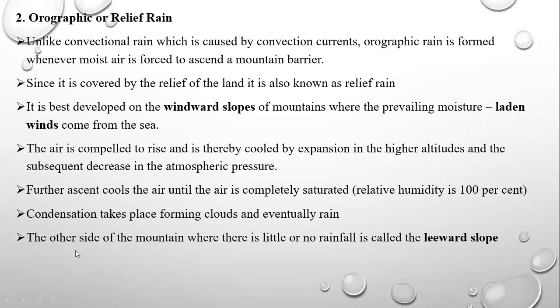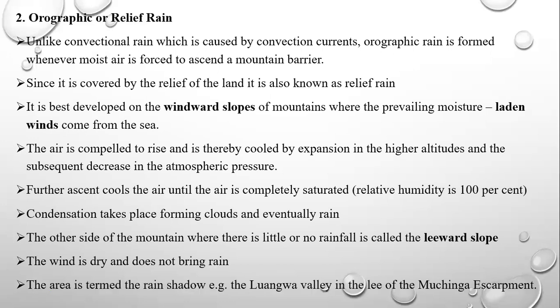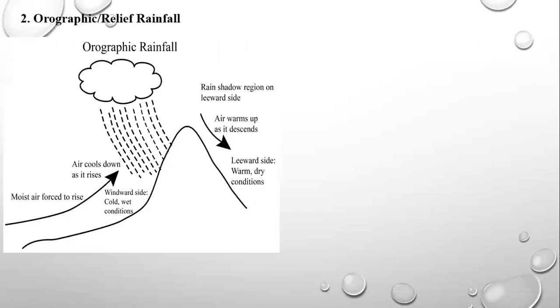The other side of the mountain, where there is little or no rainfall, is called the leeward side, or rain shadow. So the wind is dry and does not bring rainfall. The area is termed the rain shadow. The best example of such an area where you have the rain shadow on one side is the Luangwa Valley in the lee of the Muchinga escarpment.